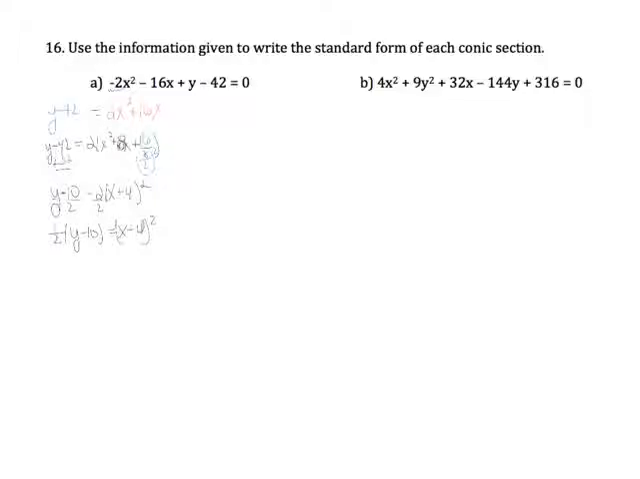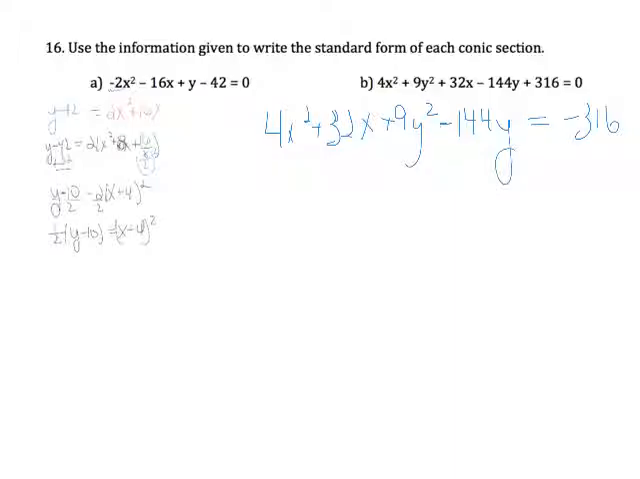When you're doing these, you want to make sure that you're going x squared x, y squared y, simply because it is an ellipse. If it was a hyperbola, you would go whichever was the positive. Okay, so we're going to do 4x squared plus 32x plus 9y squared minus 144y equals, you subtract 316 from both sides. Okay? All right, so then everything's in order.